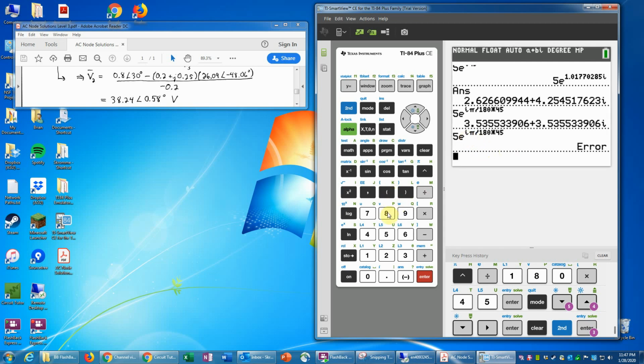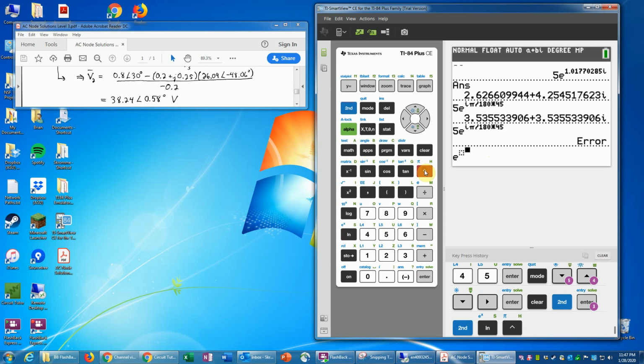What I'm going to do is define a variable here. So I'm going to say e raised to the power i times, oh, I made a mistake there. Let's go back. I'm just going to clear that and try again. So e to the i times pi divided by 180. And now here's the trick.